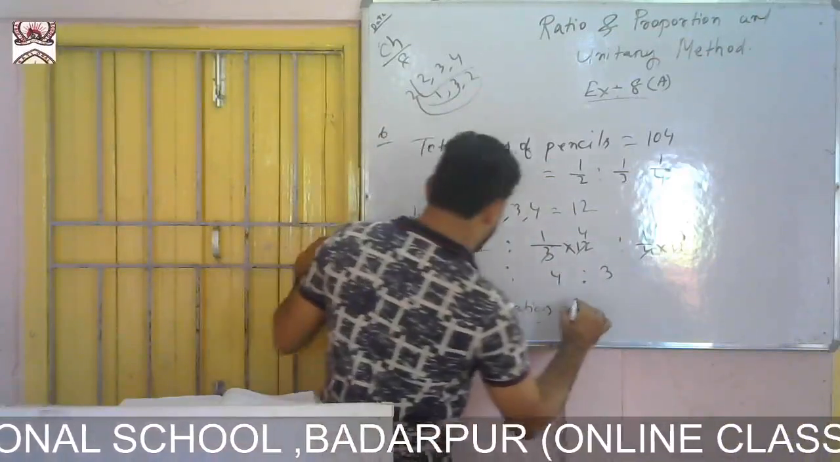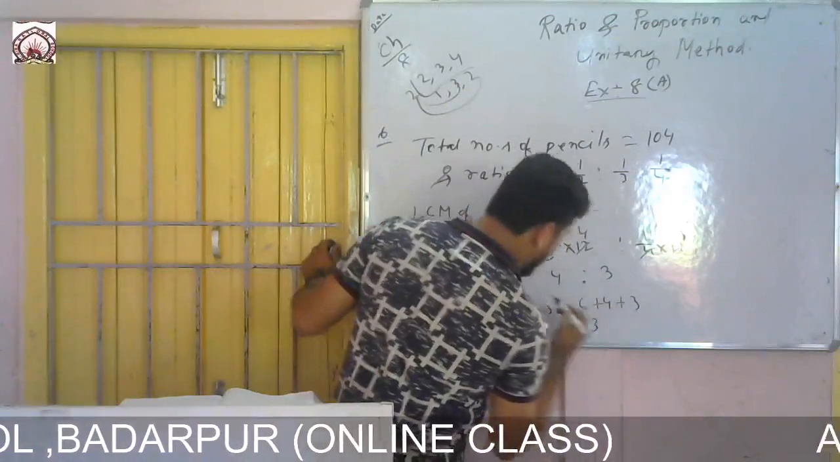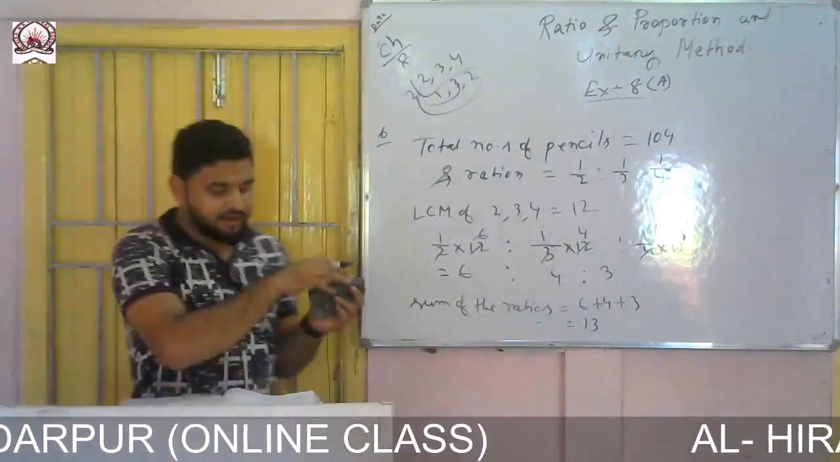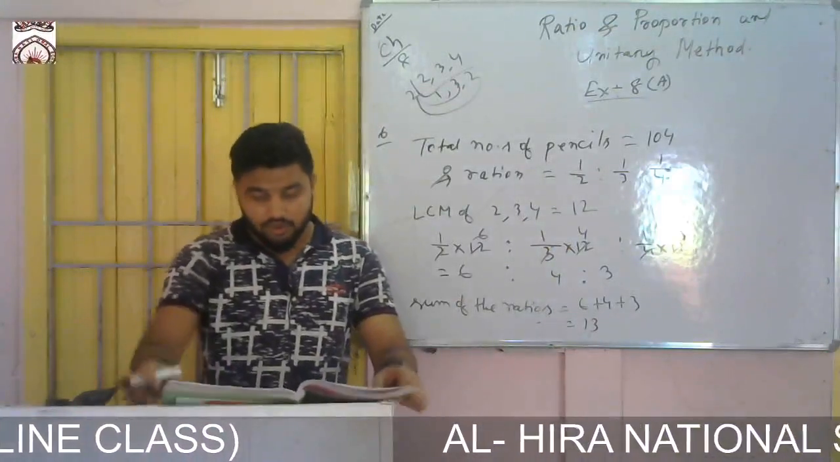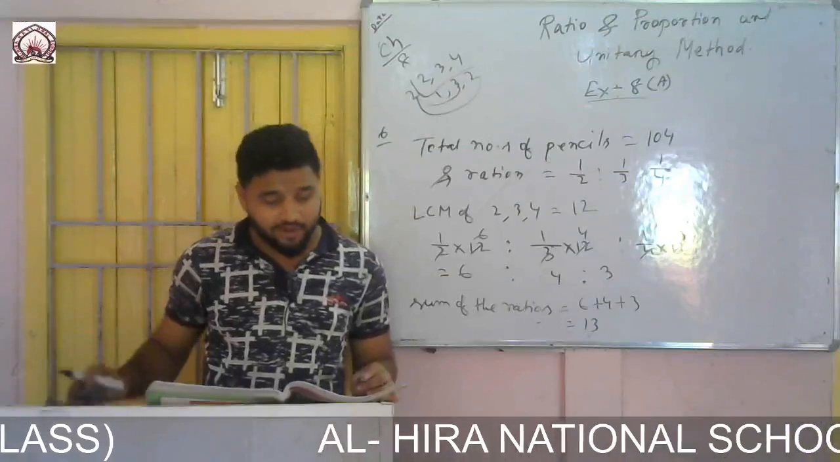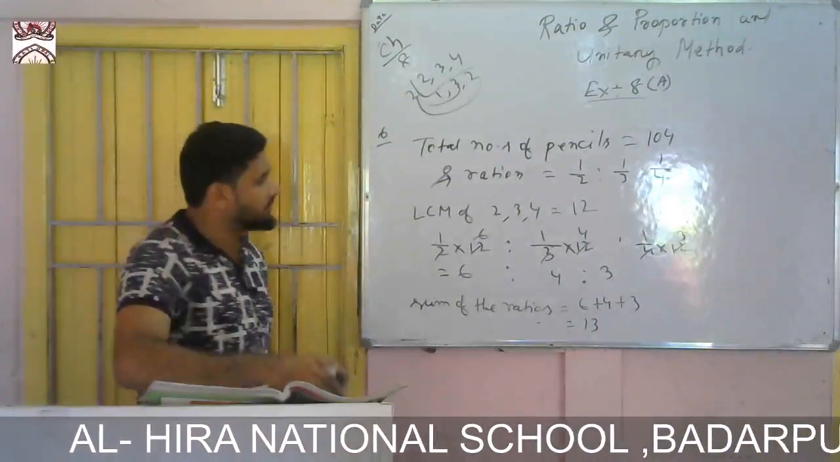Goes to what? 6 plus 4 plus 3. It is what? 13. 6 plus 4, 10 plus 3, 13. Okay. So 13. Now find the first children's share.